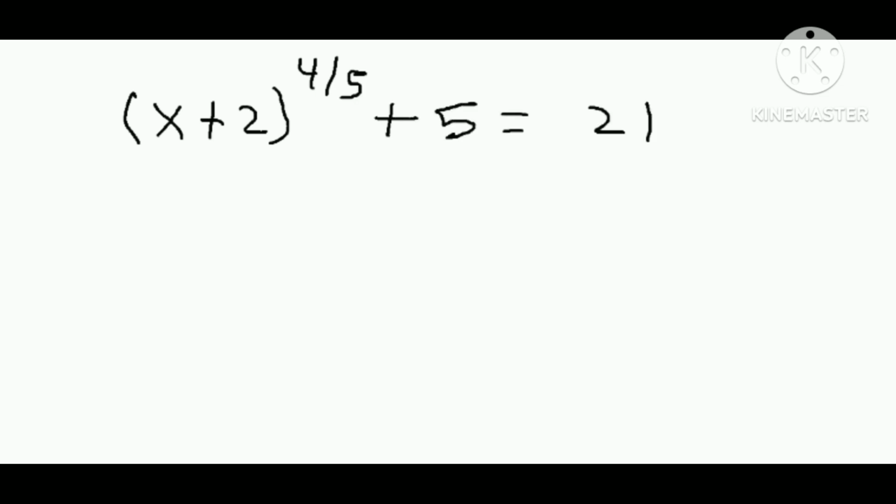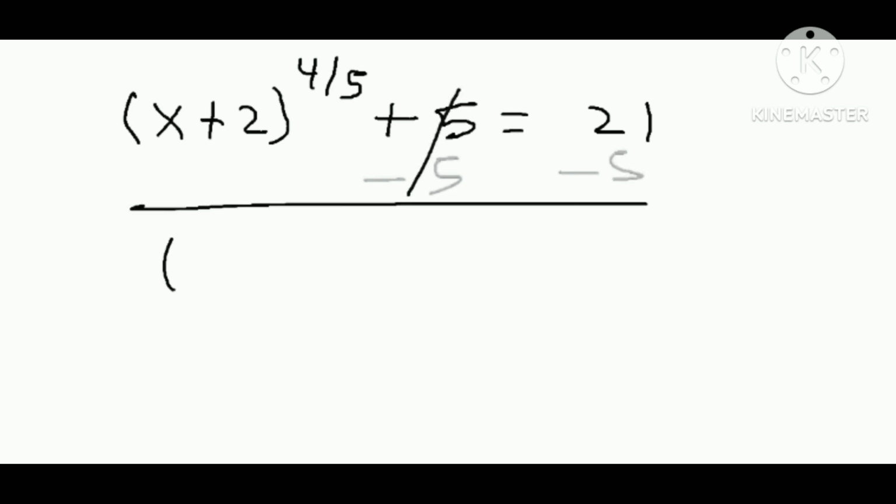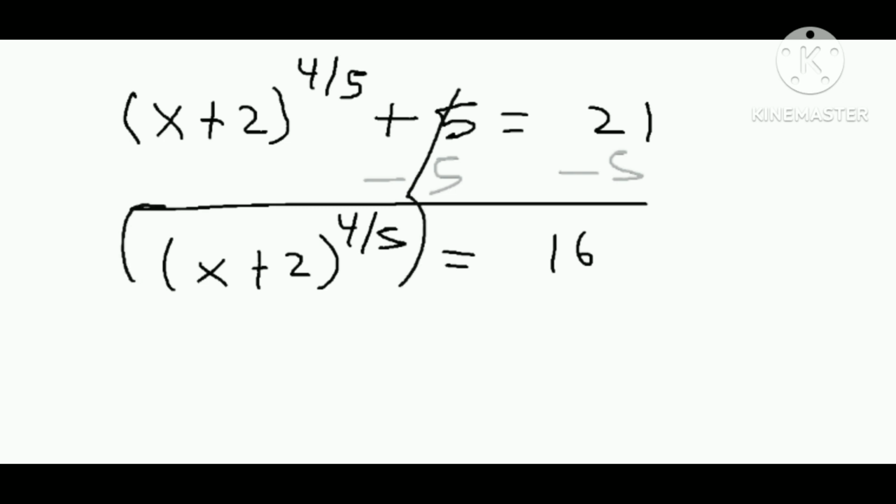Now sometimes you might get a similar problem, but with more steps. So let's say we have this problem: x plus 2 raised to the 4/5, plus 5, is equal to 21. Go ahead and solve for x. Now the first thing I would do is subtract both sides by 5. So 21 minus 5, that's equal to 16. Next, we need to get rid of the 4/5, so I'm going to raise both sides to the reciprocal, which is 5/4.